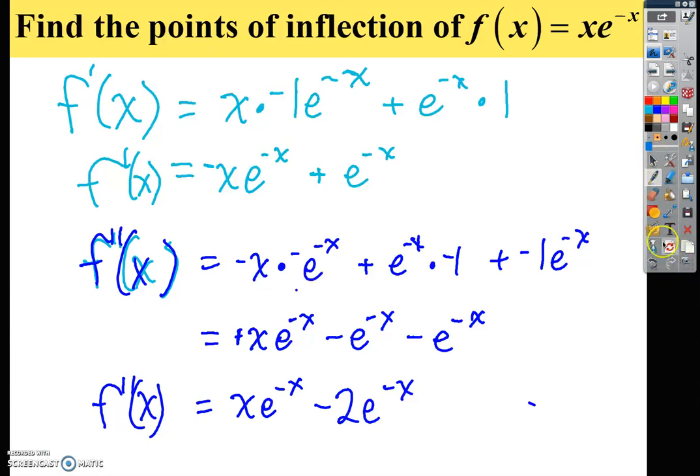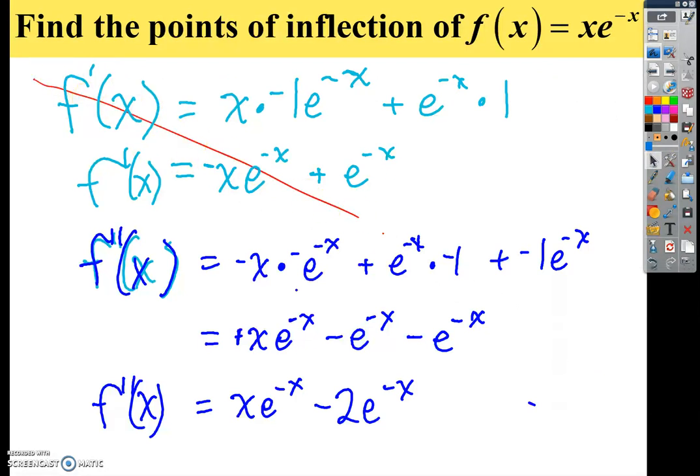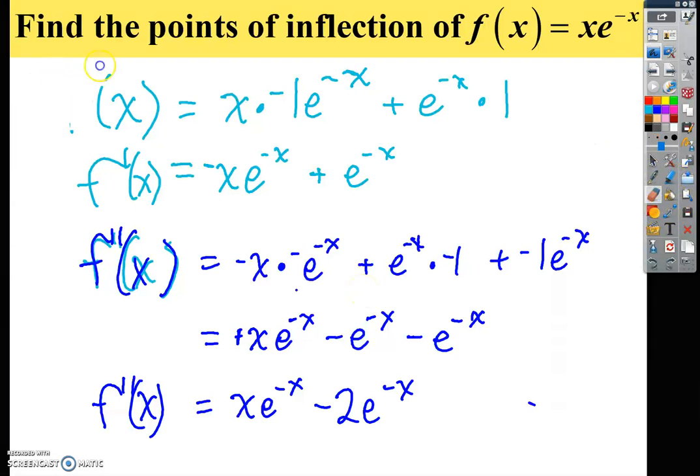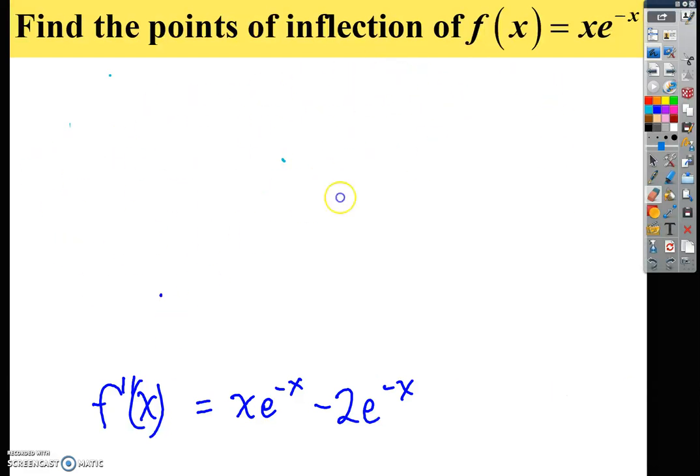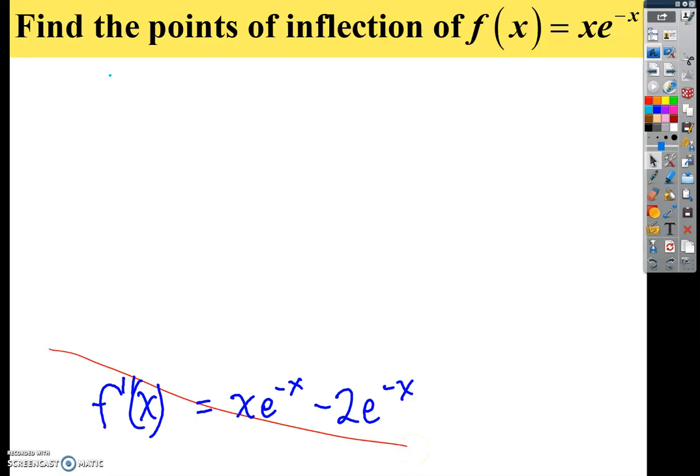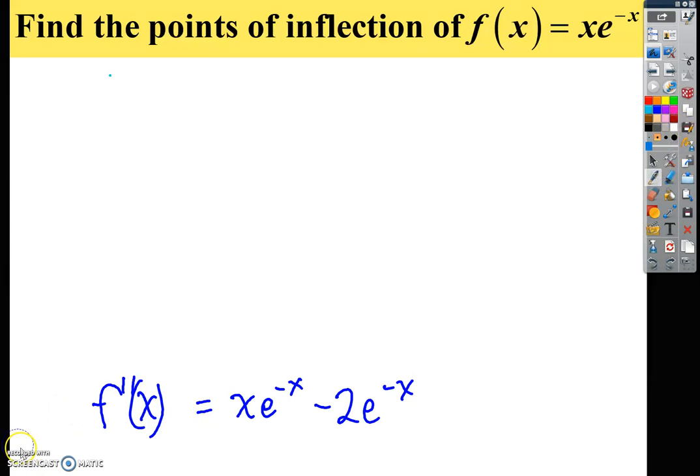So let's just clear this out a little bit, leaving us with our second derivative here, which now we need to set equal to 0. And I'm going to go ahead and pause this and see what we can.